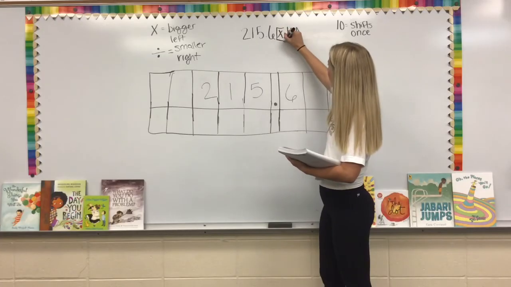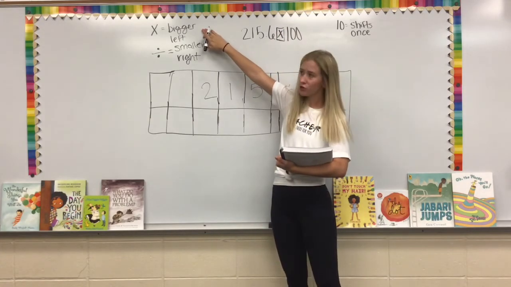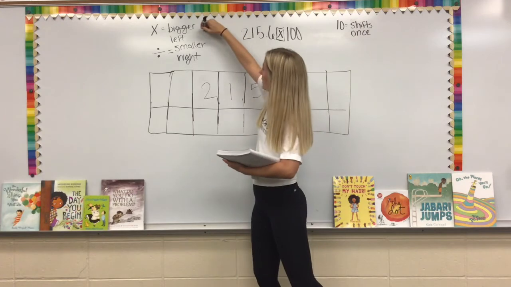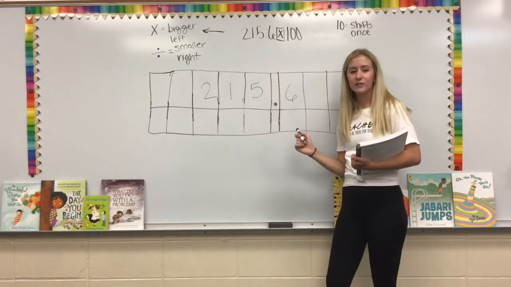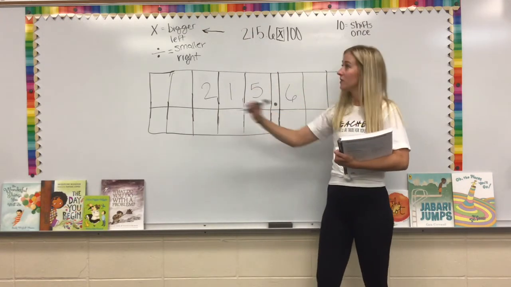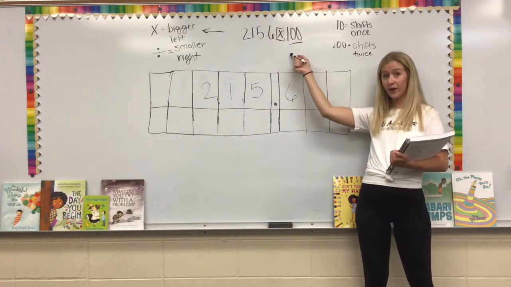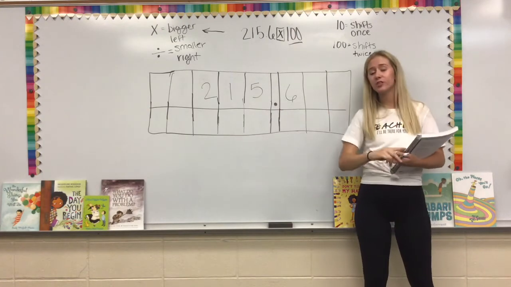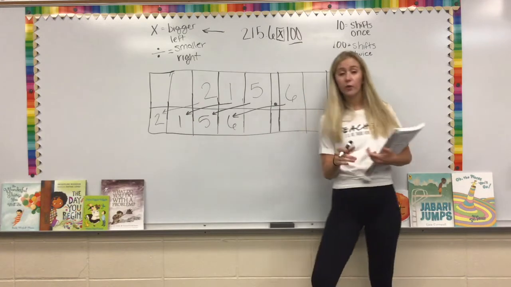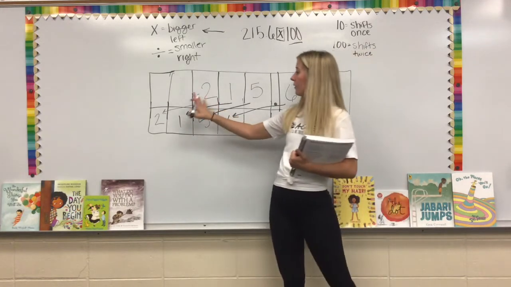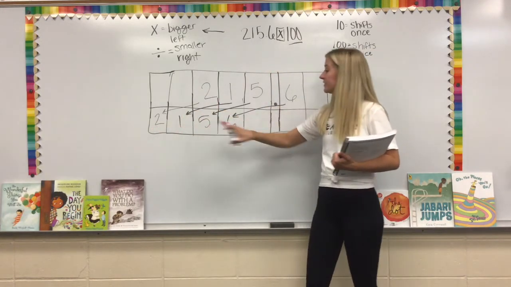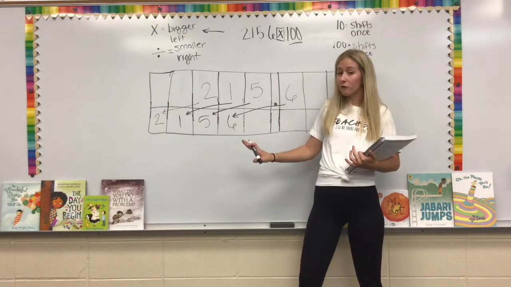I am multiplying, which when I reference my notes over here, I know that that means my number is going to be getting bigger and it's going to be moving to the left. I also know that this 100 right here means that I'm going to be shifting my numbers 2 times. So when I shift my numbers, I now have 2, 1, 5, 6, same digits, just in different places.